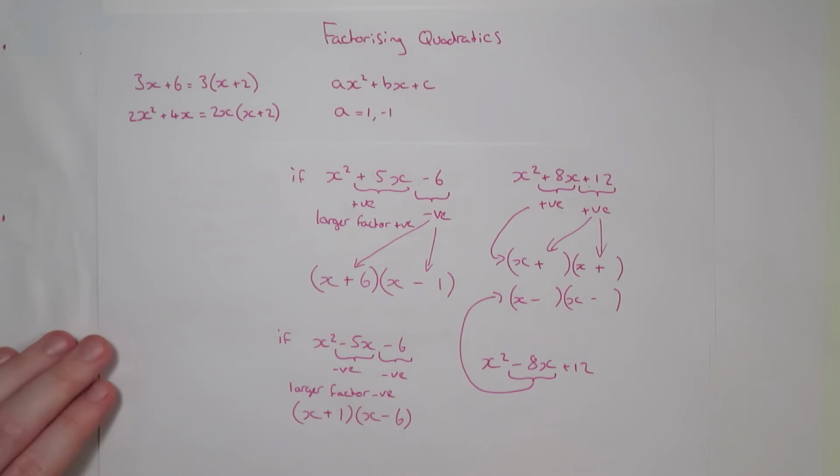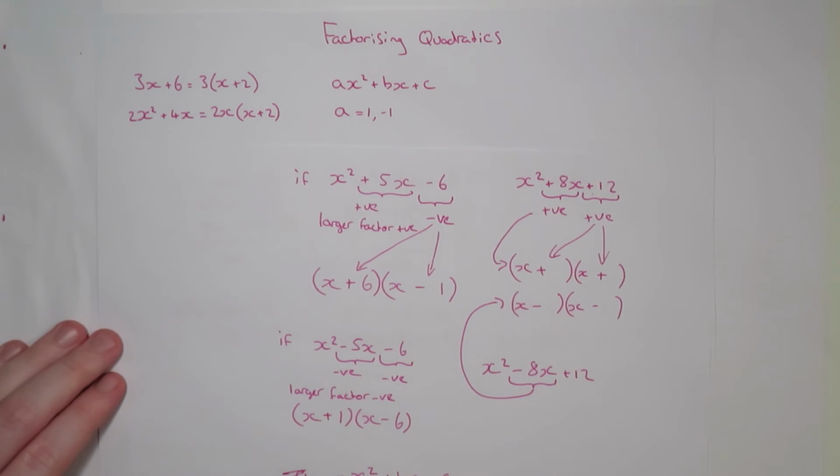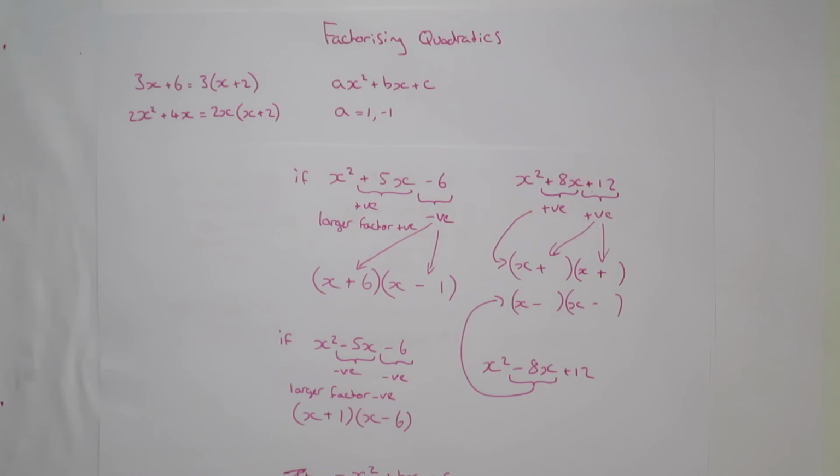Now, at the start of this video, I mentioned that we'd look at examples where it was negative x squared plus bx plus c. But I'm not going to do that because I think this video has already gone on long enough. So I'll include that in the next video.